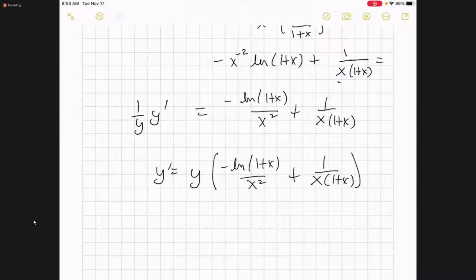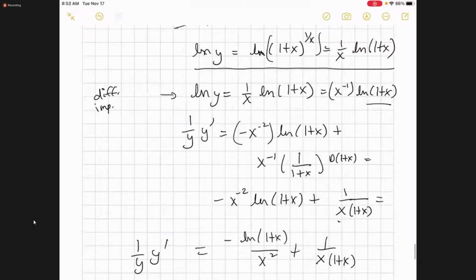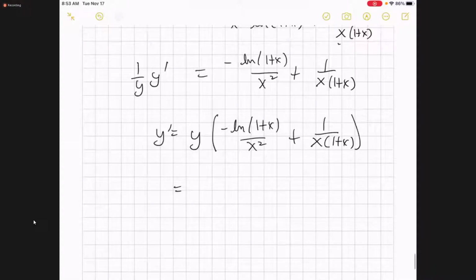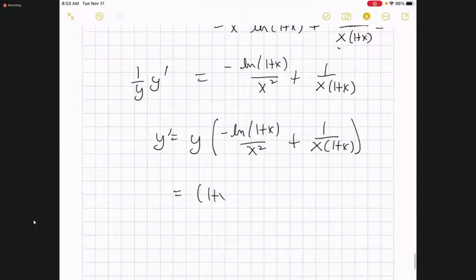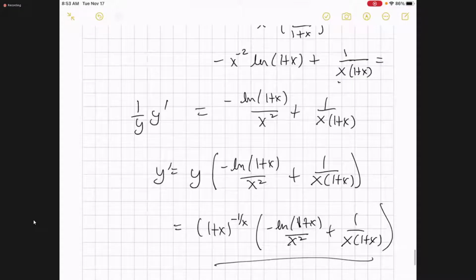And that's equal to, okay, y was 1 plus x all raised to the 1 over x, times that expression, which is a pretty messy derivative, but that does it.